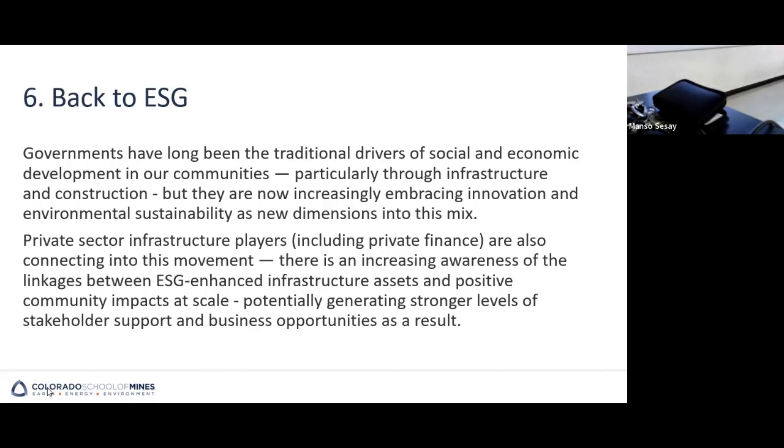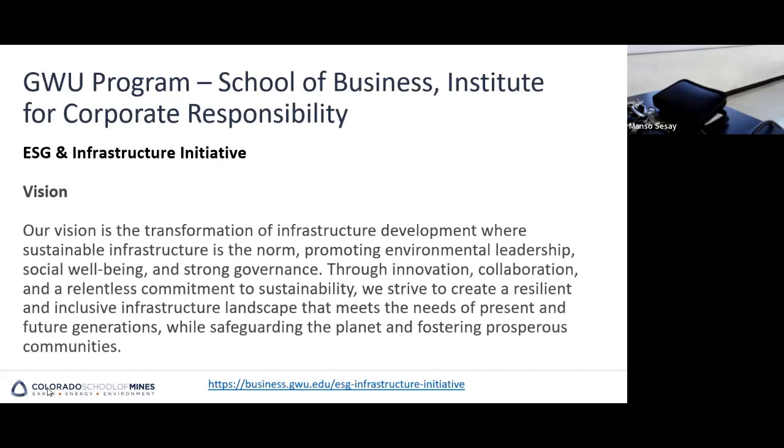And so we have to think about all of this in the context of generating stakeholder support. We want the public to be happy with what we're producing. An example that I found interesting: George Washington University in DC, in their school of business, not in the engineering school, has started a new program, ESG and infrastructure, from the business standpoint. Their vision, I think, is pretty neat. Our vision is the transformation of infrastructure development where sustainable infrastructure is the norm, promoting environmental leadership, social well-being, and strong governance. That's what they're in the business of doing from a business perspective.